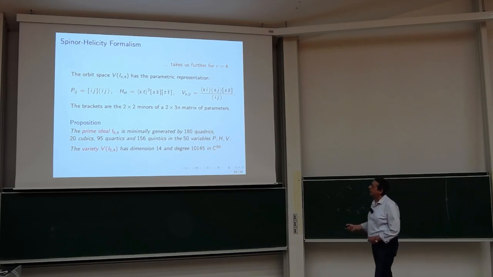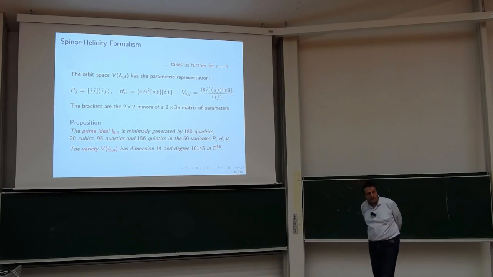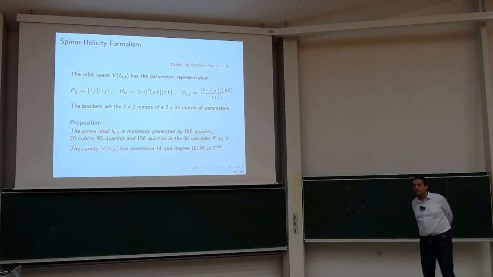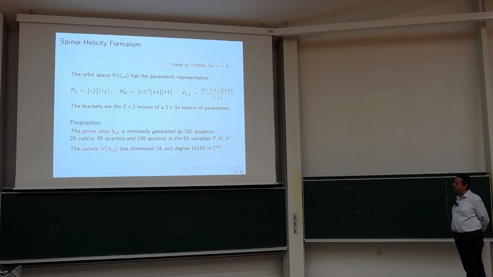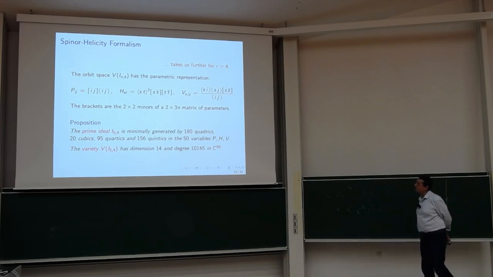So first in computation, for I5-4, so this is 5 fields at the time of the hot Big Bang in flatland. Okay, this is at the Big Bang for flatlanders. Now the ideal, we know what it is. It's minimally generated by 180 quadrics, 20 cubics, and so on. And there are 50 variables, so these are the well-known, quote-unquote, conformally invariant structures P, H, and V. And the dimension is 14, and the degree is 10,145. So this new parametrization takes us further if R is equal to 4.